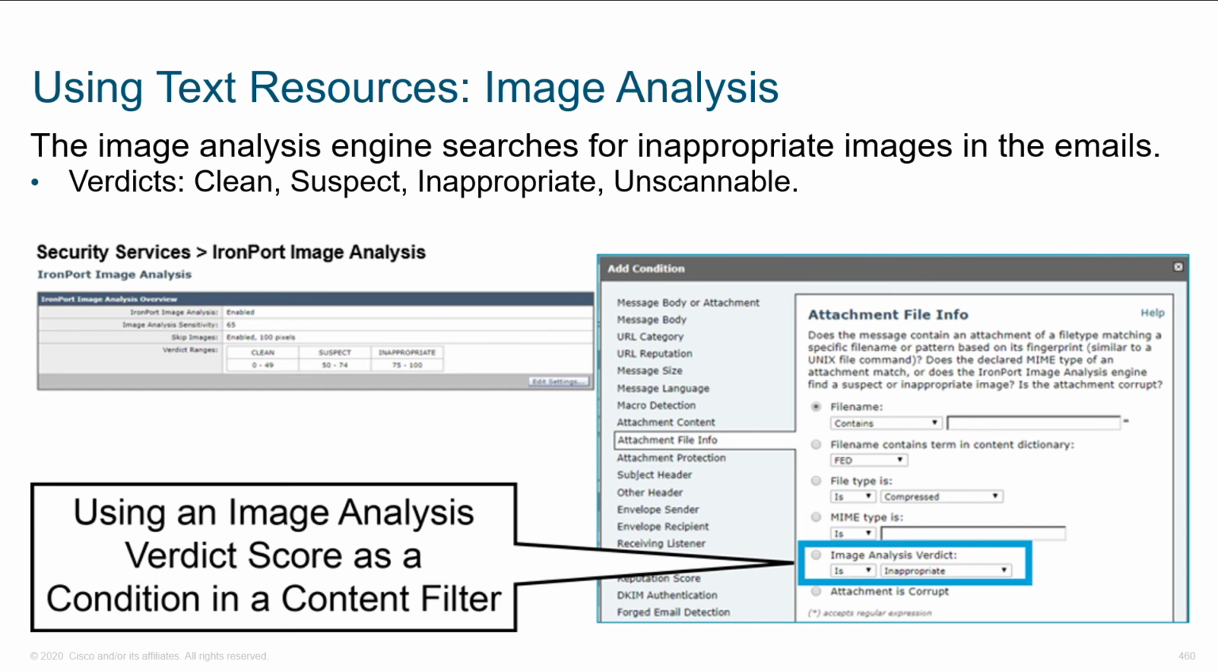So again, we're just glossing over this at a very, very high level, but notice under add condition, and we're looking at attachment file info, we can do things based on an image analysis verdict. So look at an image, determine, is this something that's inappropriate? Again, we're thinking in the context of work. What are we going to do based on that circumstance?